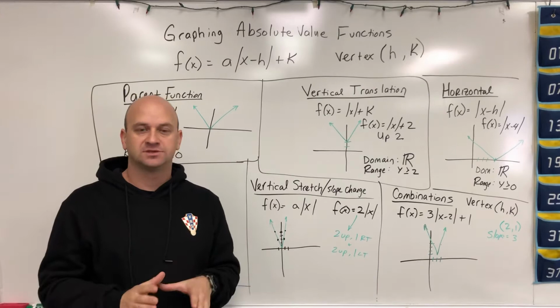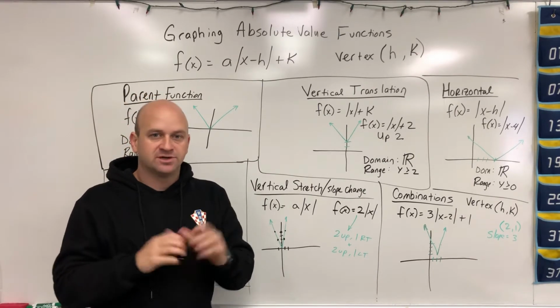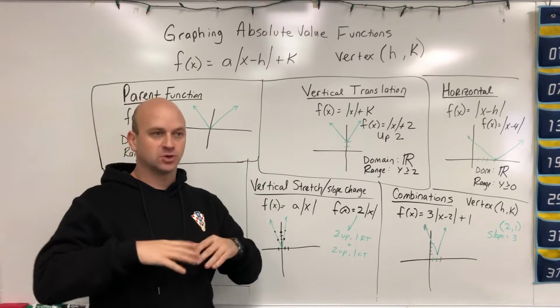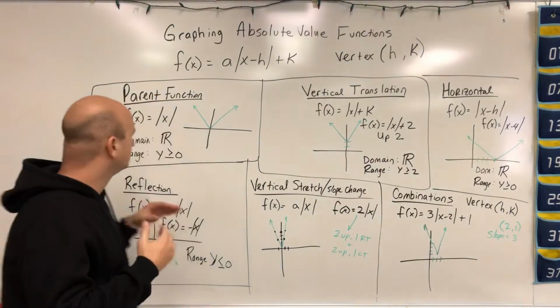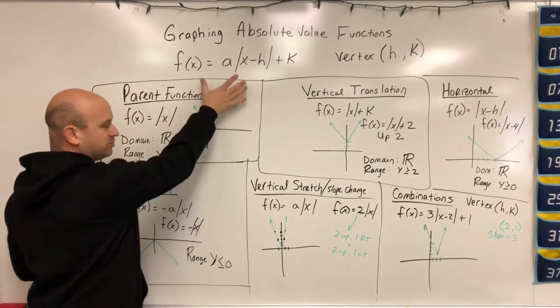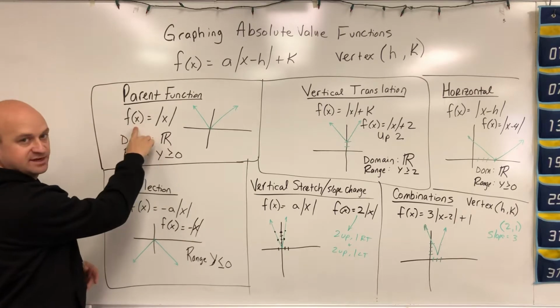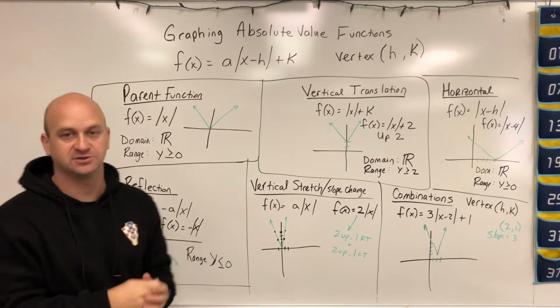In this lesson, we're going to talk about graphing absolute value functions. So recall an absolute value in general is always a positive number. So when we look at the parent function of this, we know that all of the outputs have to be positive as well. So our parent function would be f of x is equal to the absolute value of x.